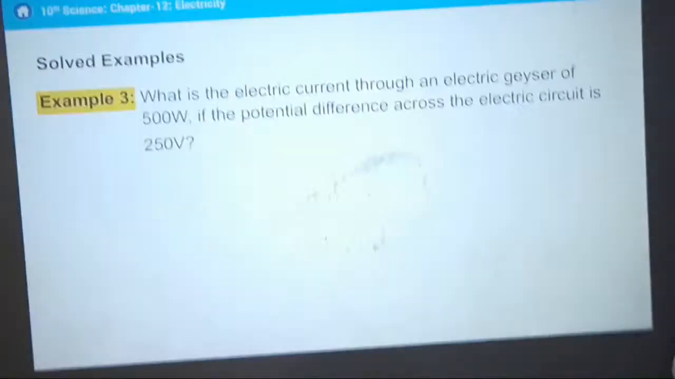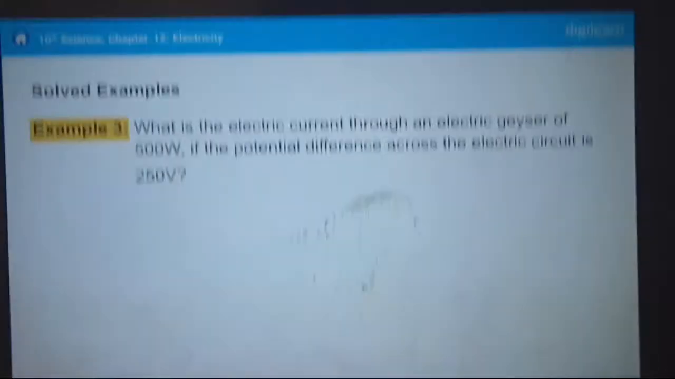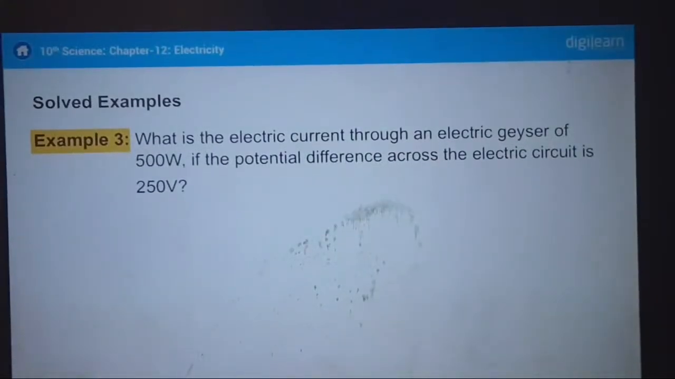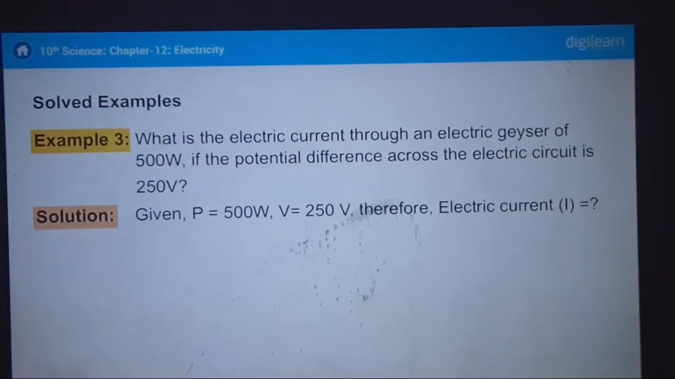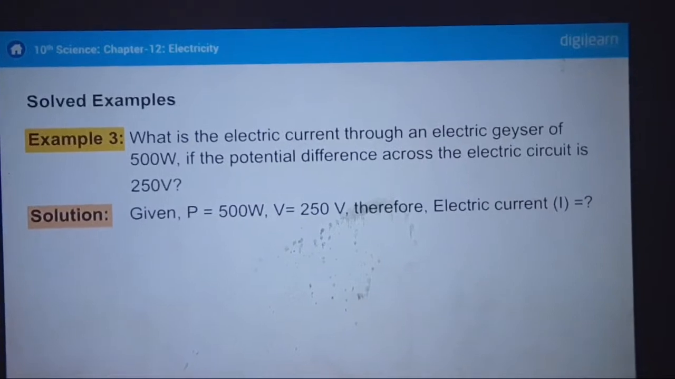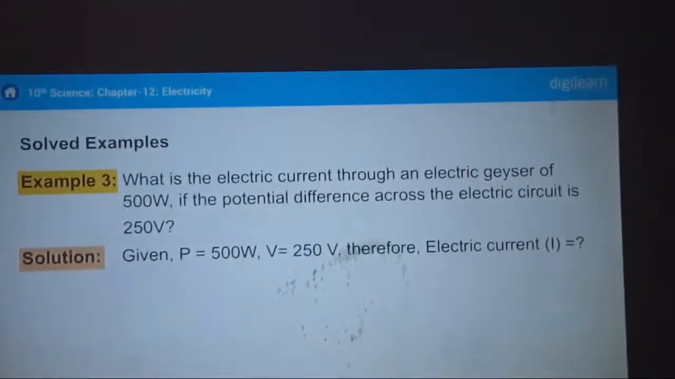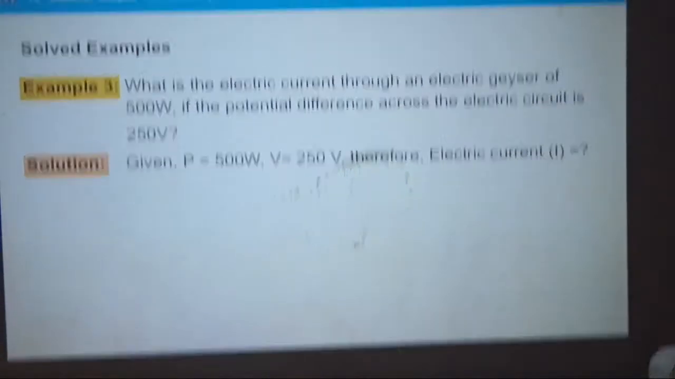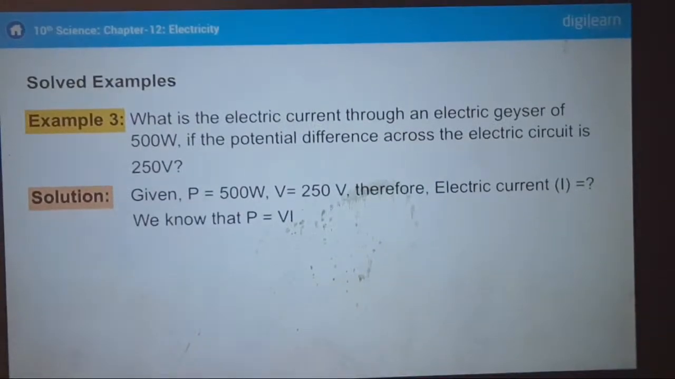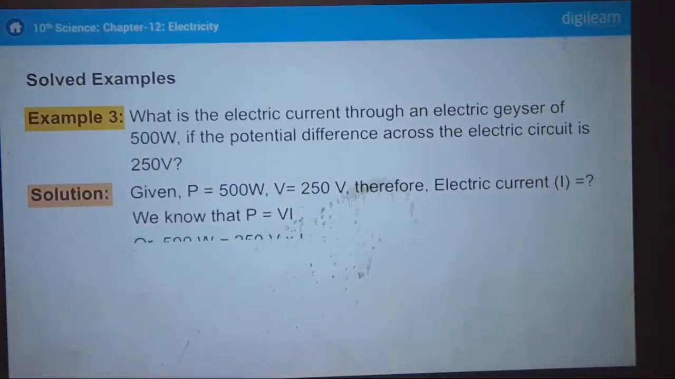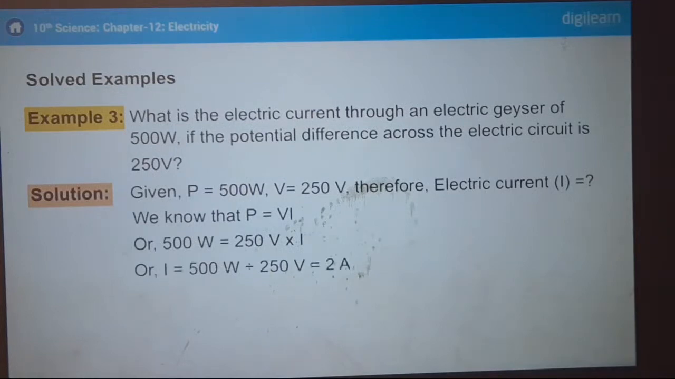Example 3. What is the electric current to an electric geyser of 500 watts, if the potential difference across the electric circuit is 250 volts? Solution. Given P equal to 500 watts, V equal to 250 volts, therefore electric current I to be found out. We know that P equal to VI, or 500 watts equal to 250 volts into I, or I equal to 500 watts divided by 250 volts equal to 2 amps.